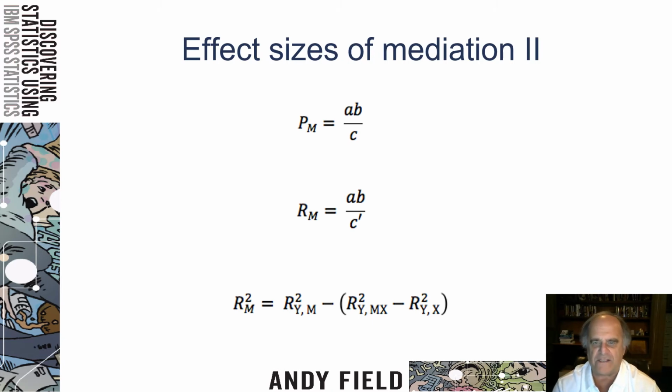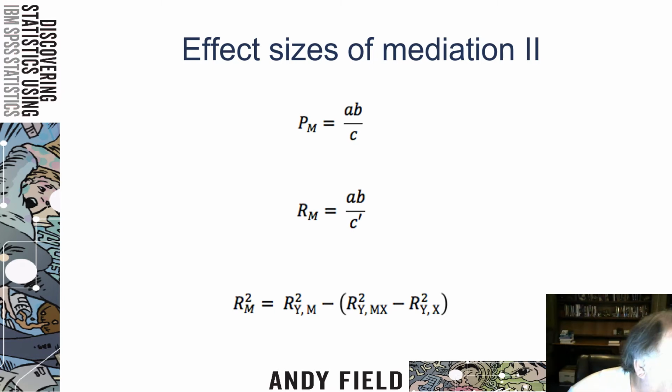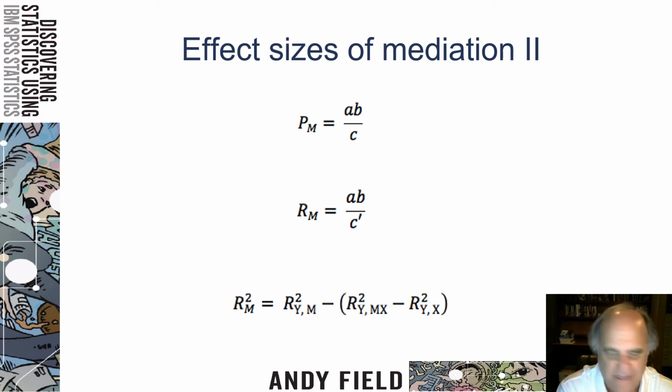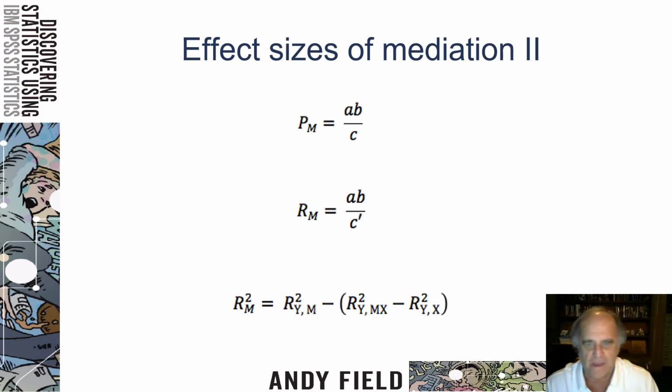We can then also calculate additional effect sizes. I don't know that these have names, and I don't think Field gives them any names. I'm looking at it sort of like our Bible of statistics, and I don't see that he does. But we have what he calls P sub m, and P sub m is just AB divided by C.